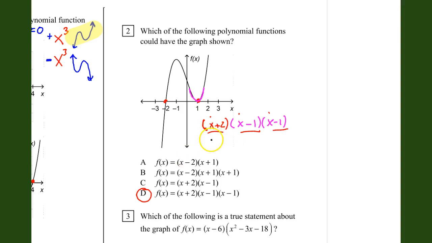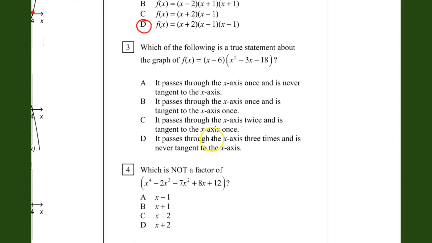Let's go down to number 3. Which of the following is true? So give that a read for a second. So we probably want to go ahead and factor this and find out what the other roots are. We already have 1, which is positive 6, but if we factor this, what two numbers multiply to negative 18, add to negative 3, and we'll get x minus 6 and x plus 3.